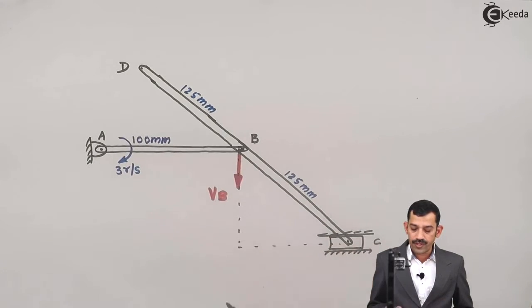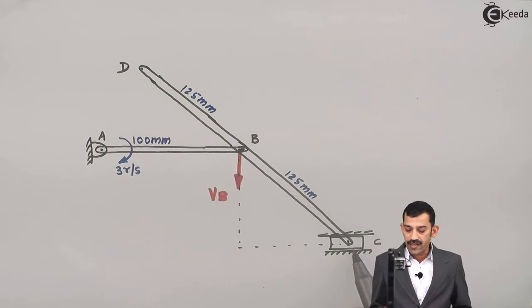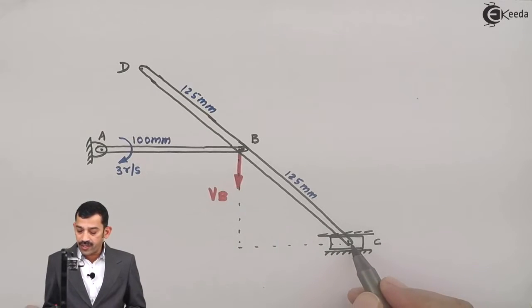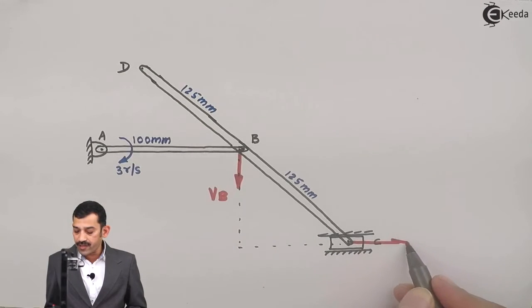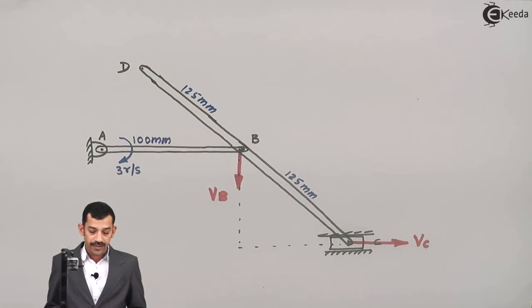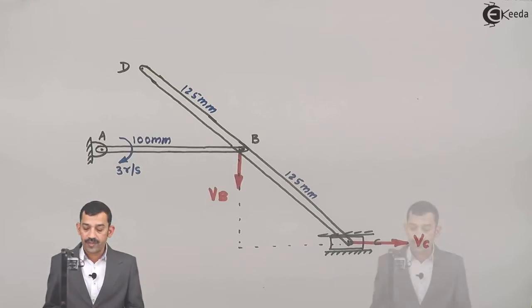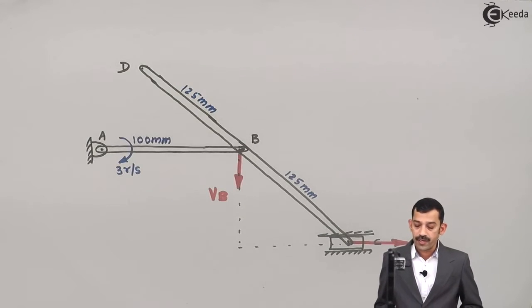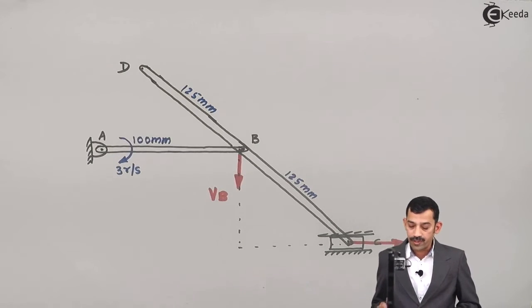As point B moves in downward direction, which one is a common point on link CD? This slider C has to slide in horizontal direction. So it moves in rightward or leftward direction, depending on which direction B moves. As B moves downward, this point C has to slide in rightward direction. So what will we get here? VC. Now you know linear velocity of two points, that means point B and point C on a rigid body. Therefore, to represent ICR, we will draw perpendiculars to VB and to VC.